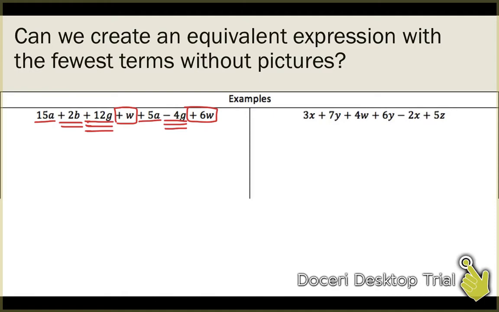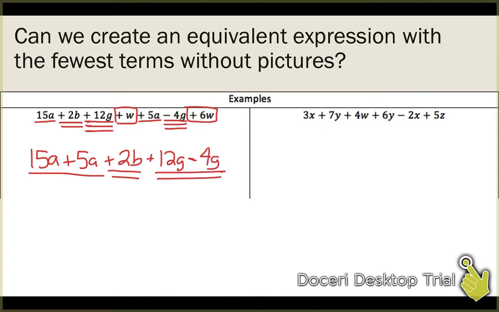So now we have the letters that we can underline. We have 15a plus 5a. Those were underlined. Then we have 2b, which was underlined twice. And then we have 12g and minus 4g, which was underlined 3 times. And then we have w and that we put a square around. So I've reordered it so you can see the like terms.